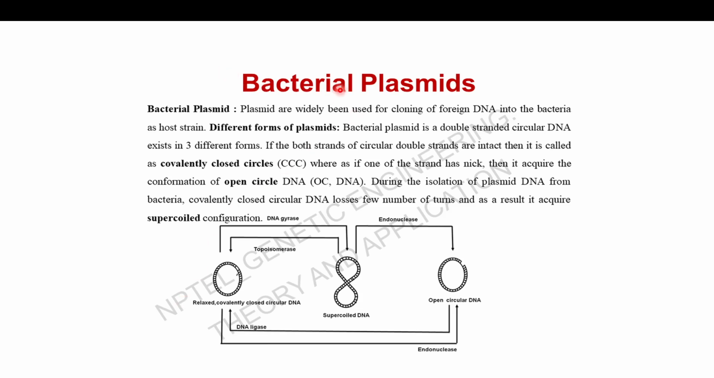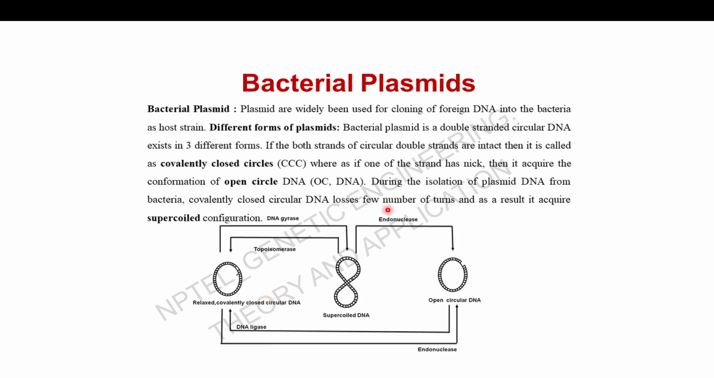Now, bacterial plasmids can have different forms. Usually it is a double stranded circular DNA, and it can exist in three different forms. If both the strands of the circular double strand are intact, this is called a covalently closed circle form.